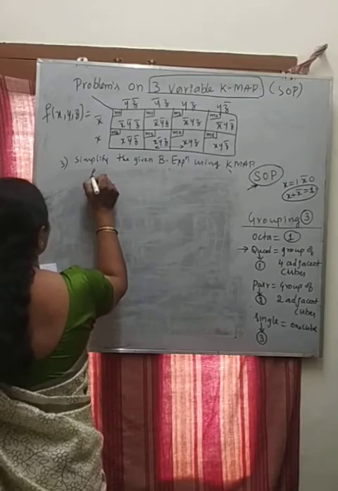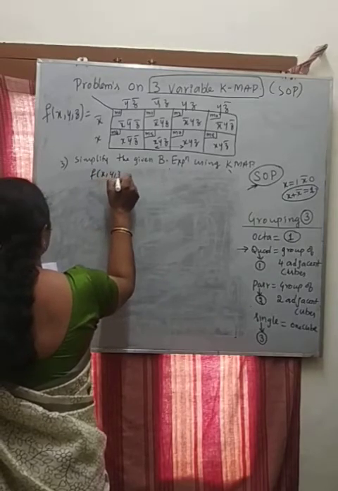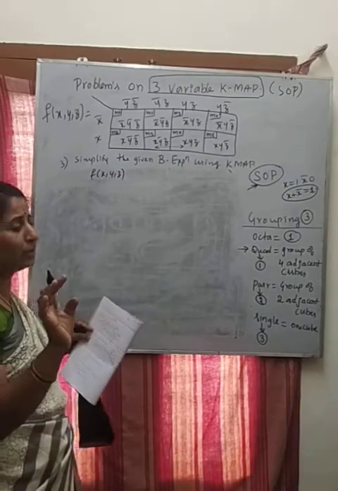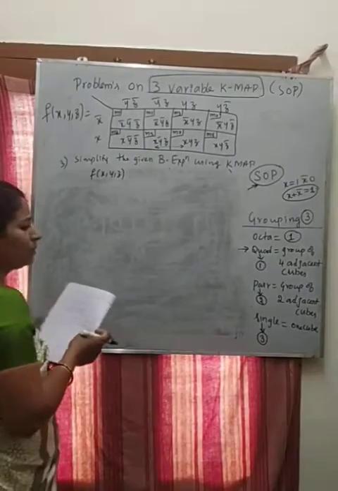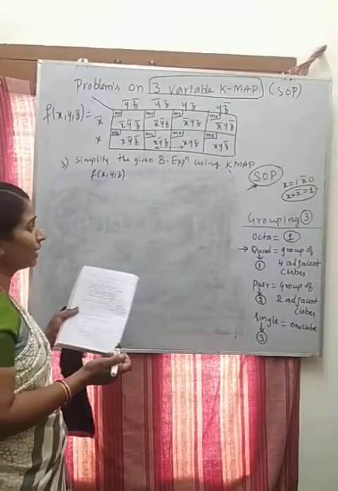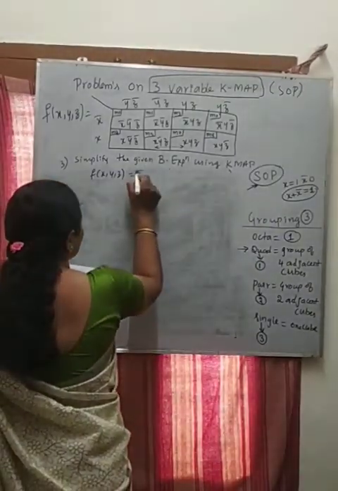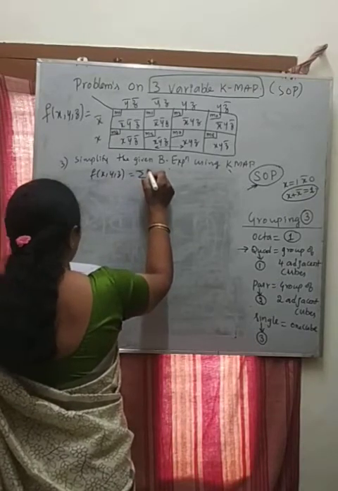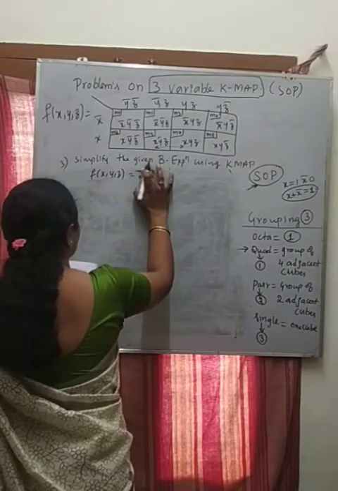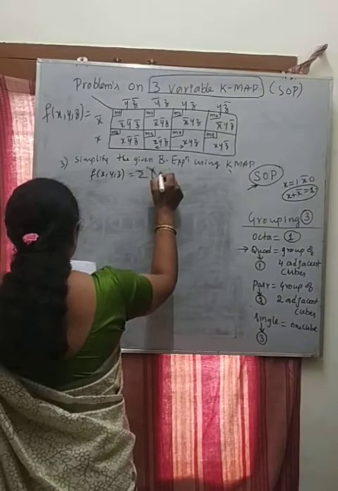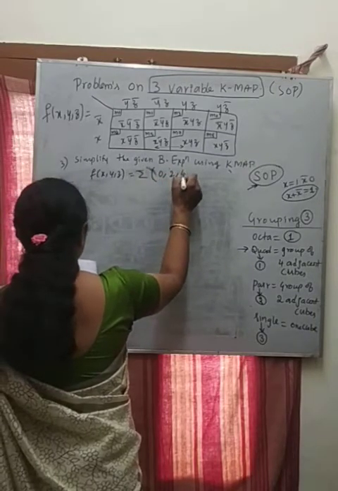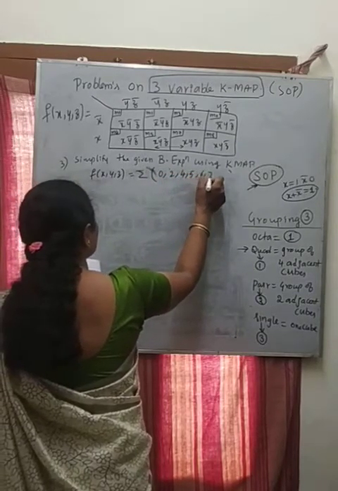Third one, f of x, y, z. I am taking x, y, z only. A, B, C I am not taking. So A, B, C also. A, B, C I have given in the class work. Sigma of 0, 2, 4, 5, 6, 7.